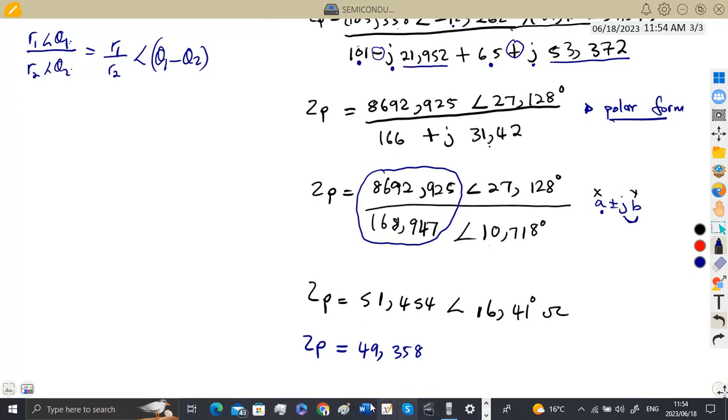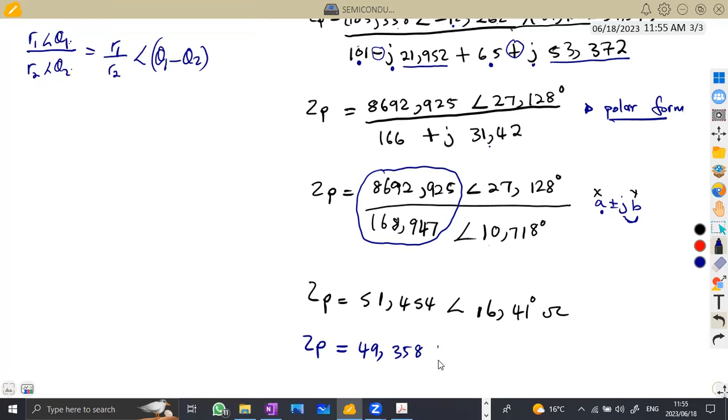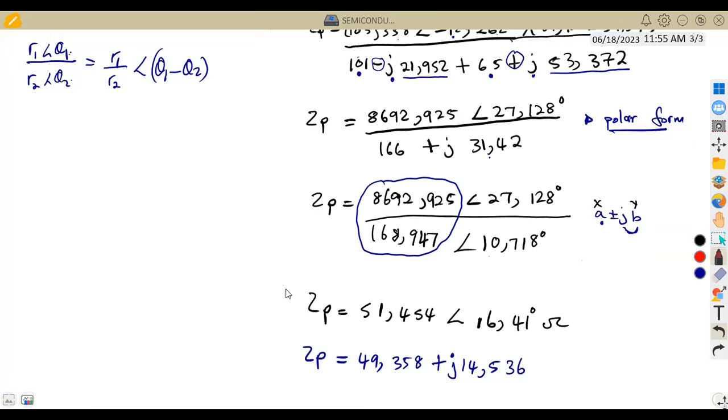All right, so let us check here. What are we having on our calculator for the value of Y? So Y here carries a positive, so that's plus 14.536, like this. All right. Remember that this is supposed to have a J. This is rectangular form, so there is a J in this case. So we have the two formats for the parallel combination that we got.